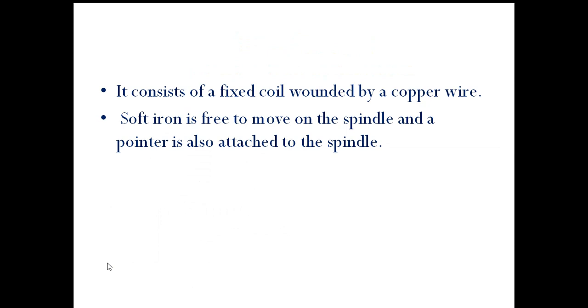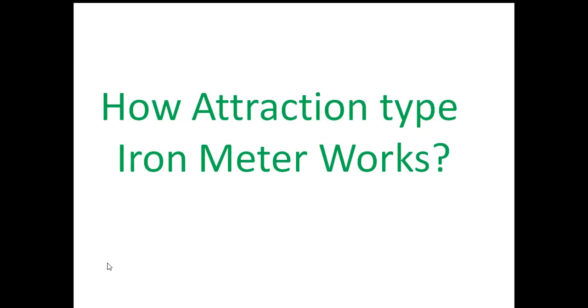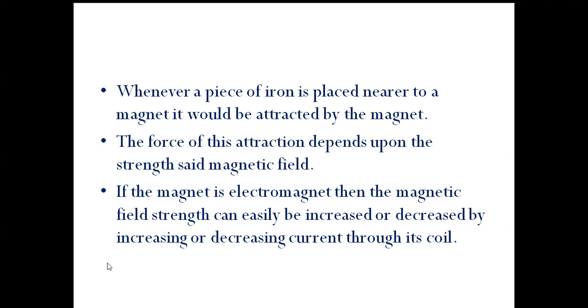Mainly this attraction moving iron instrument consists of a fixed coil wound by a copper wire. A soft iron is free to move on the spindle, and a pointer is also attached to the spindle. Now we will see how this meter works. Whenever a piece of iron is placed nearer to a magnet, it would be attracted by the magnet. The force of this attraction depends on the strength of the magnetic field.